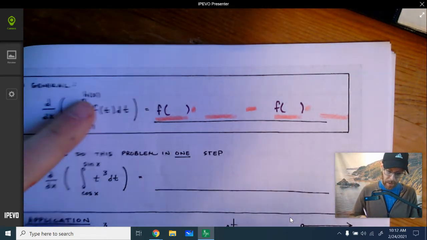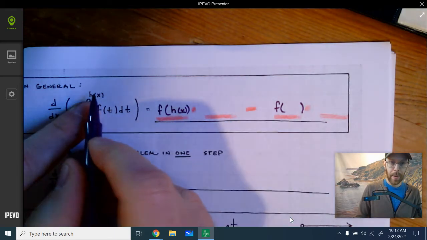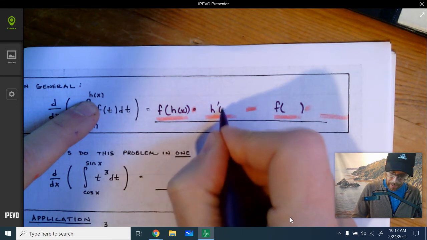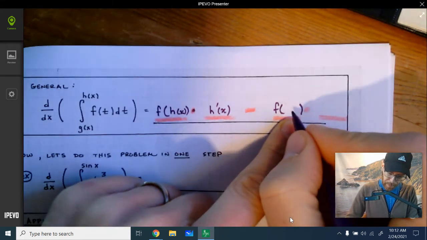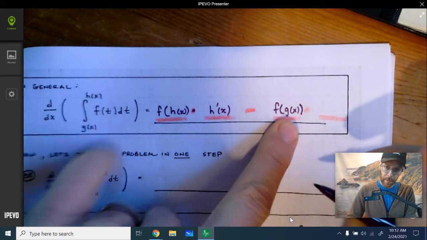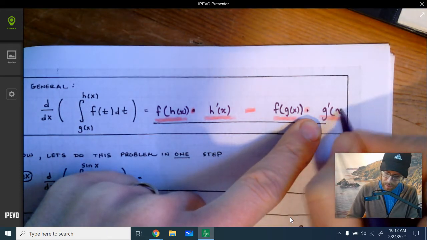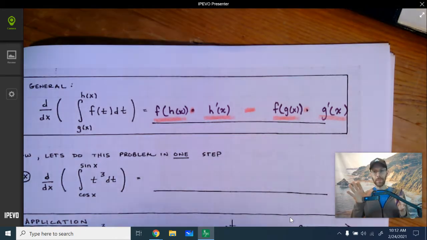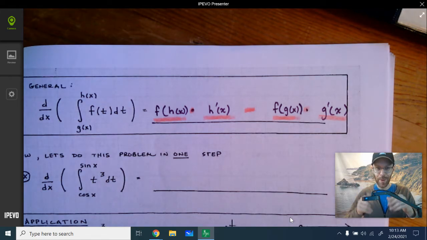Second component goes like this. You should have the upper limit as your first inner function multiplied by its derivative. And that happened because of the chain rule. Second part should have the lower limit function as your inner function multiplied by its derivative. So there it is. There's the formula. If you were able to come up with that on your own, give yourself a little pat on the back. Nice work.